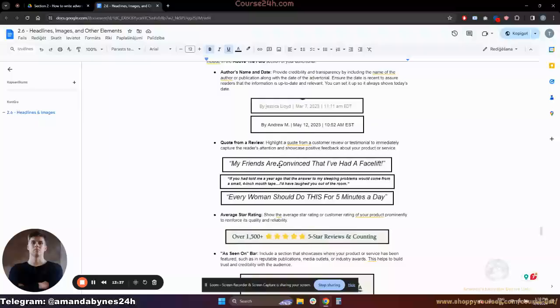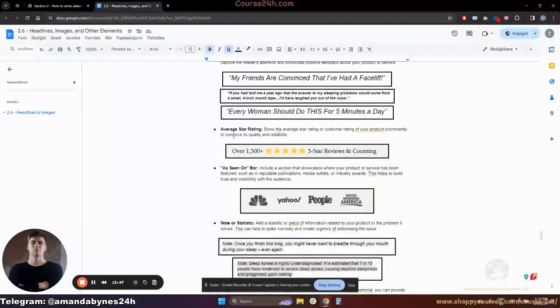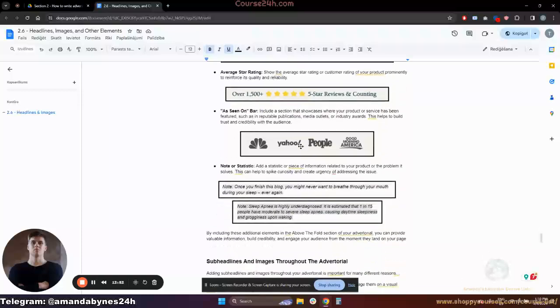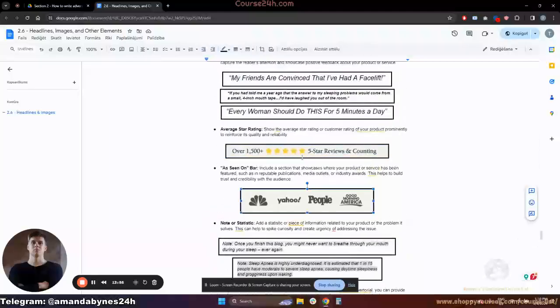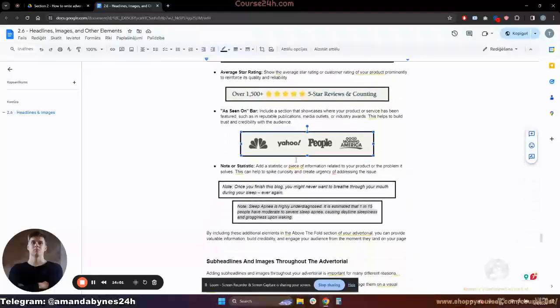And then, instead of a subheadline, you can put a quote or a review from the story. If you're sharing a story, then you can put, as you saw in the examples, the average star rating, or a CTA bar. This is useful if you reveal the product pretty much in the image and the headline straight away. And if you're writing about more serious problems, you can put a note or a statistic. For example, note: once you finish this blog, you might never want to breathe through your mouth during your sleep ever again.